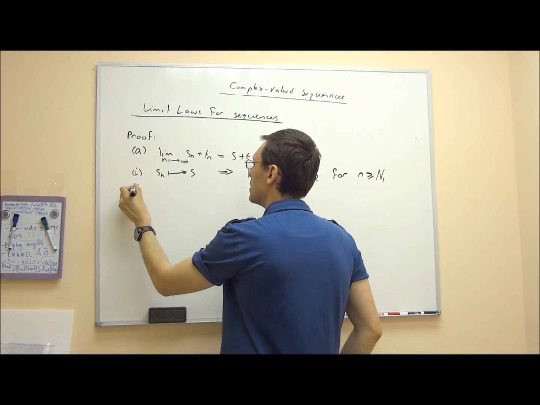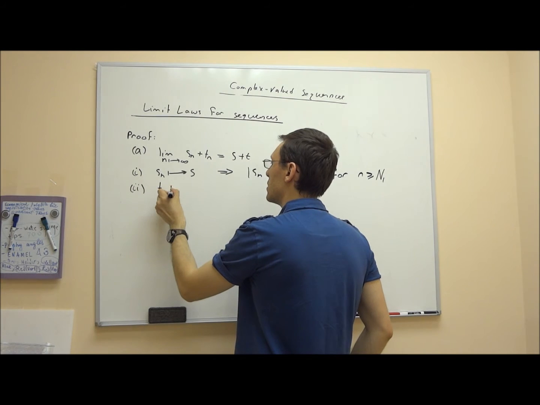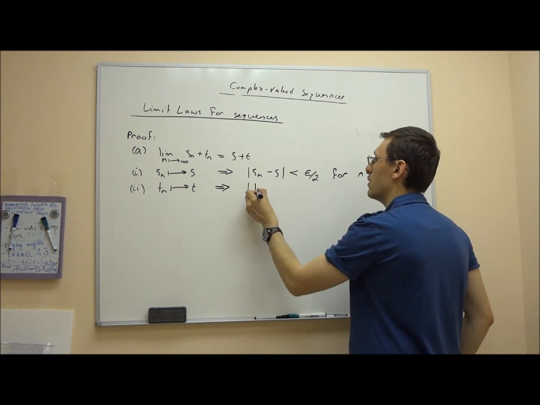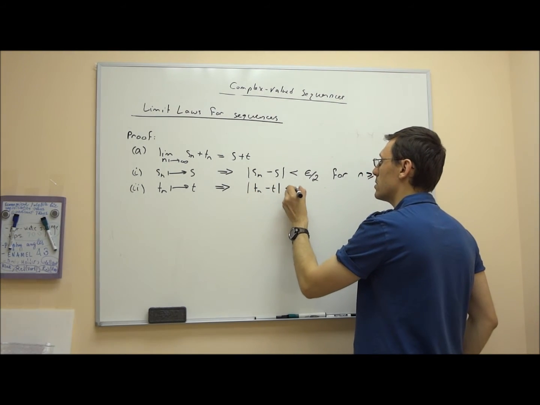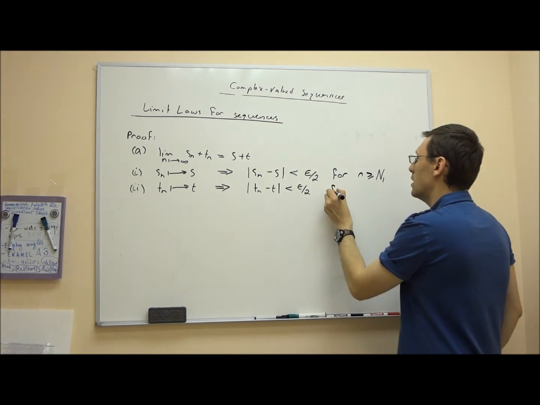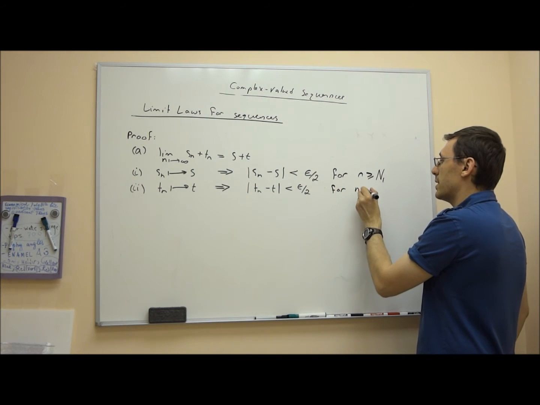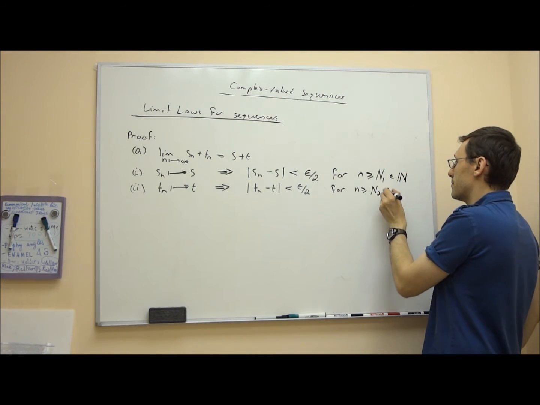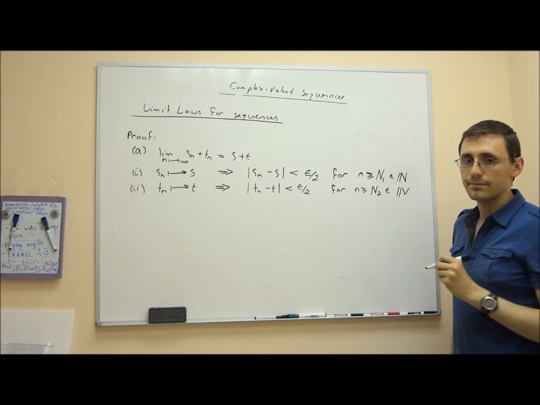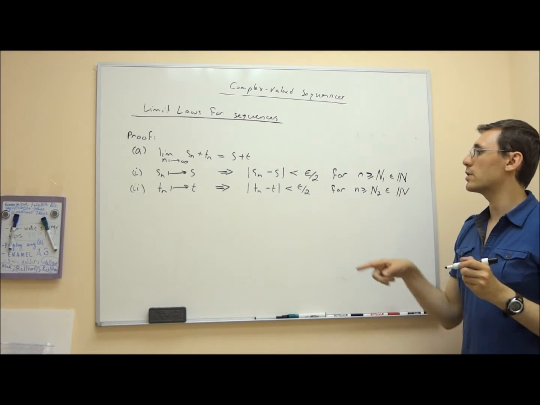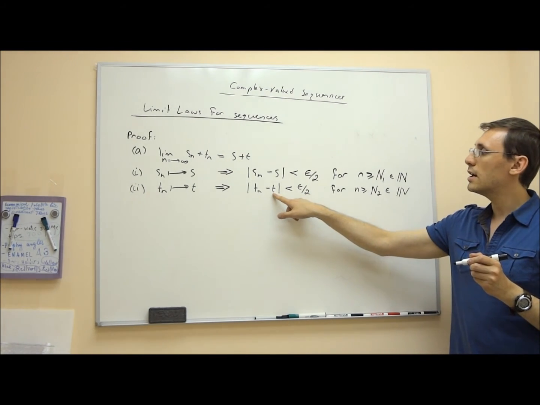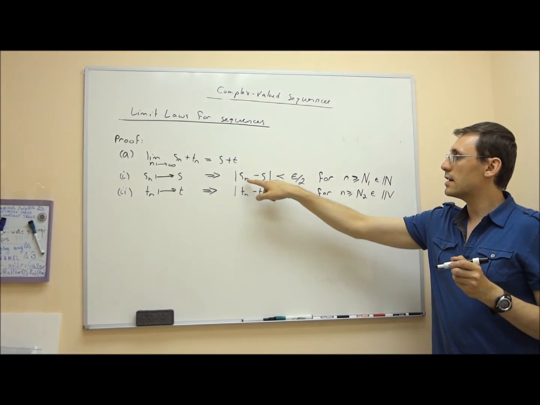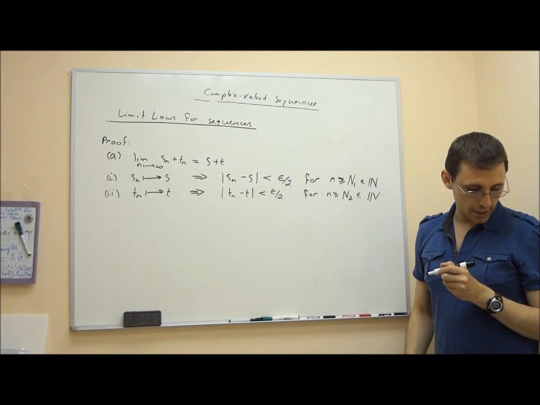And 2, we know that since Tn goes to T, that implies that the absolute value of Tn minus T is also going to be made less than epsilon over 2 for n bigger than or equal to some number N2. Those numbers are natural numbers. So starting from some term of the sequence onwards, it's going to be arbitrarily close to T. Starting from some N1 onwards, S sub n is going to be arbitrarily close to S.